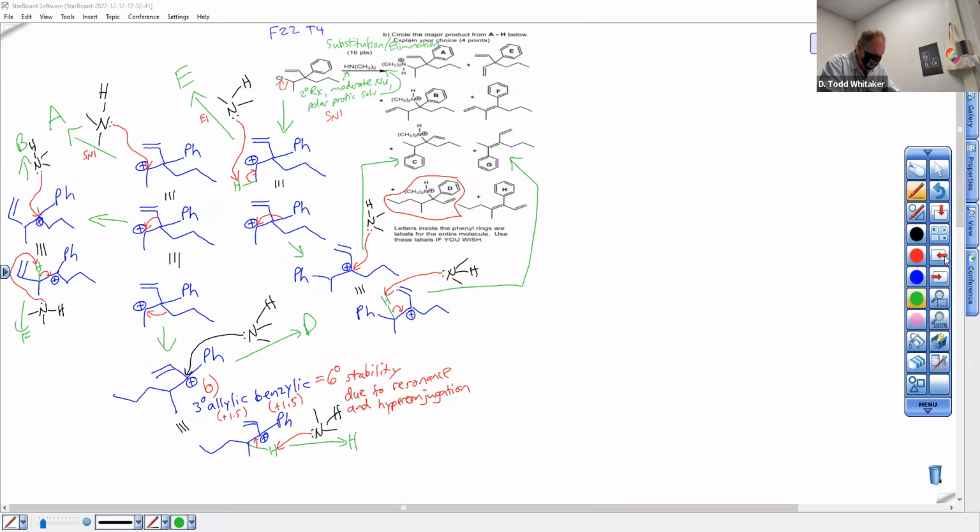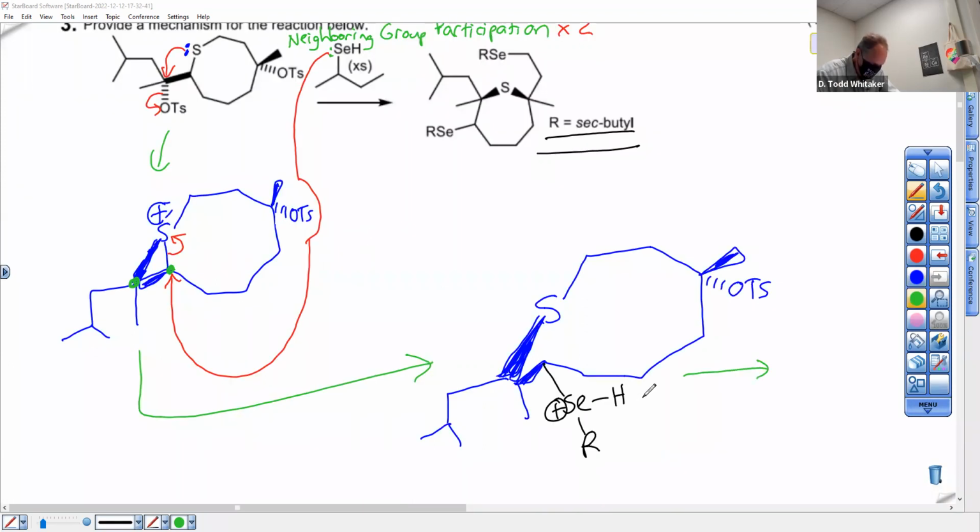What did we take H's off with in the previous example? This thing here over the arrow, right? Lone pair. What are you going to take H's off with here? This thing. Yeah. You can use as many of those seleniums as you want. It's got lone pairs.